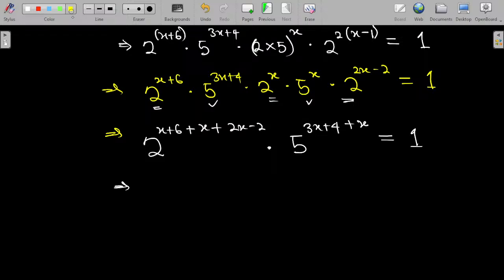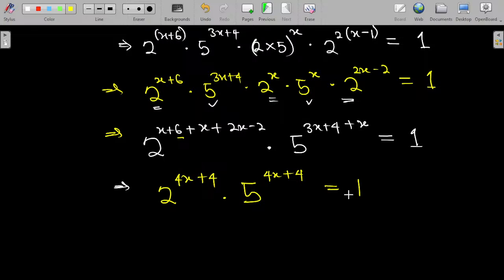Let's see. Okay, so this is 2 to the power of, here we have x plus 2x. That is 4x. And here we have 6 minus 2. And that is plus 4. Oh, God of mercy. Have you seen what I'm saying? That's exactly what we have here. 3x plus x is 4x. Then plus 4. Wow. And this is equal to 1.